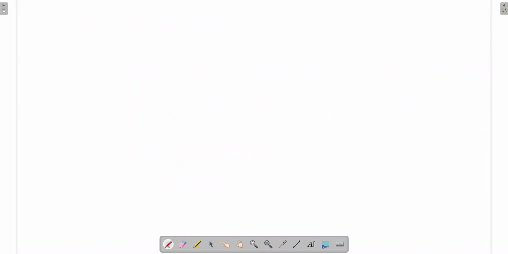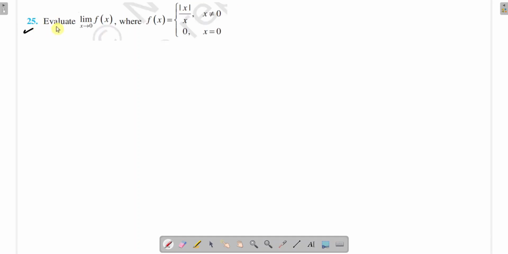Okay, now let us go to the next problem. 25th, evaluate limit x tends to 0 f(x) where f(x) is equal to modulus of x divided by x, x not equal to 0, 0 when x is equal to 0. We have to find the limit x tends to 0 of this function f(x).